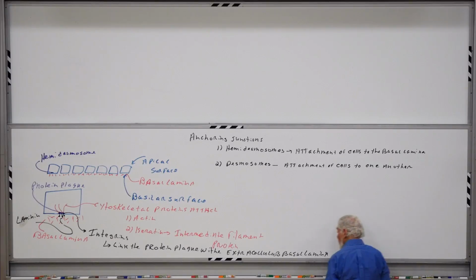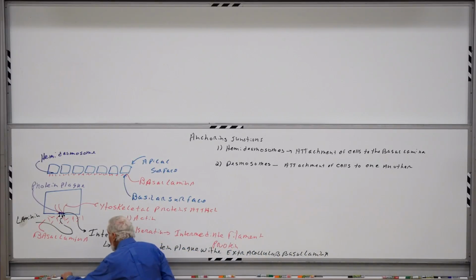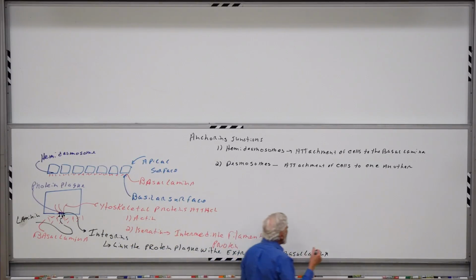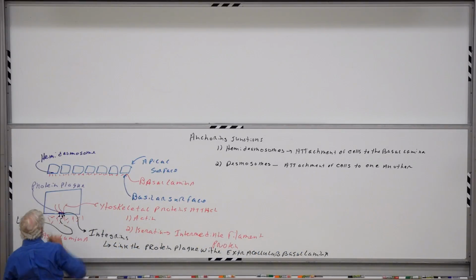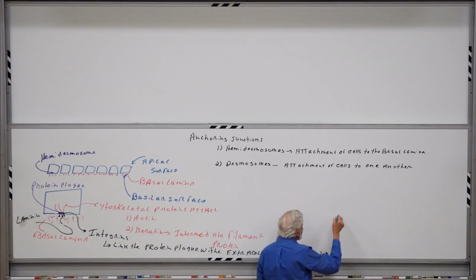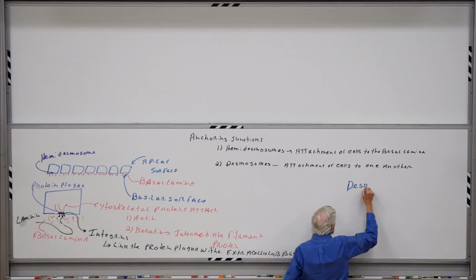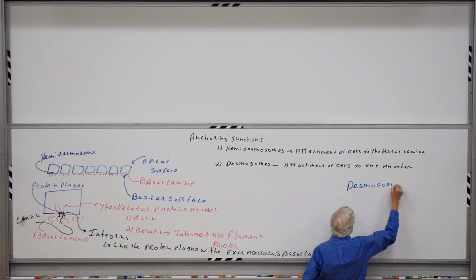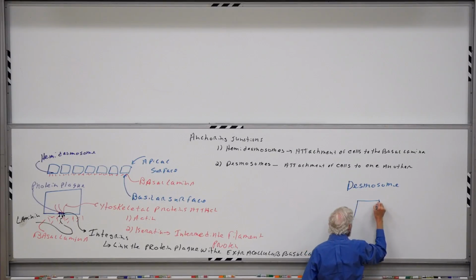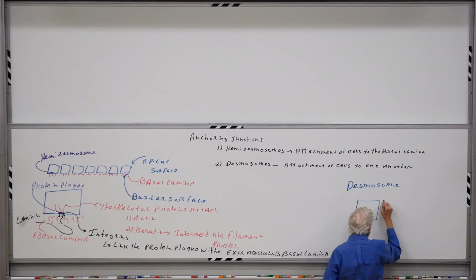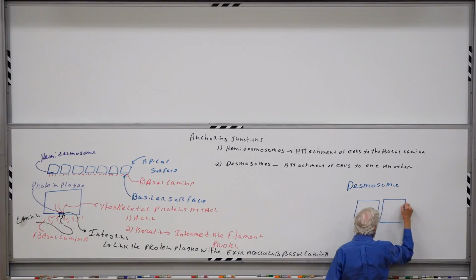And over here is their cousin. The cousin to the hemidesmosome is the desmosome. And again, the desmosomes are forming attachments between cells. So I'll lay out an example of 3 cells here.